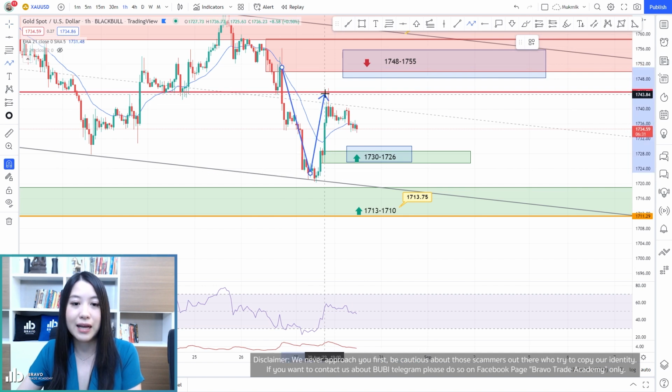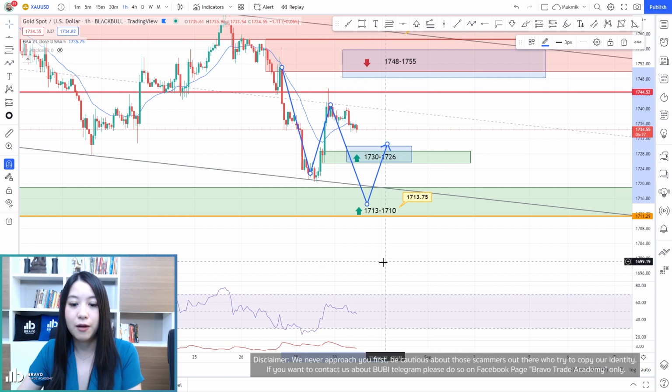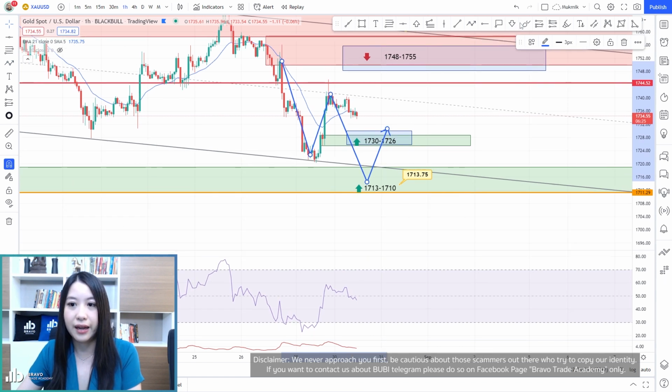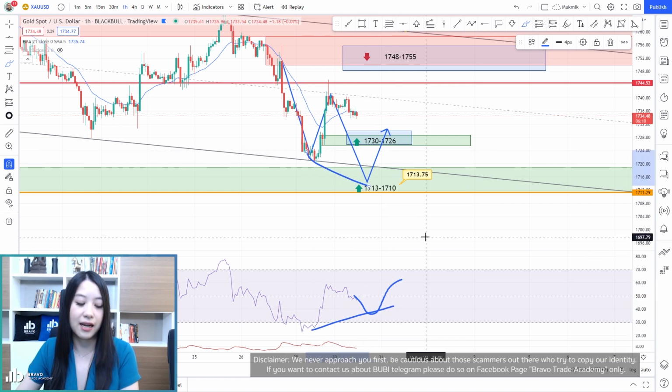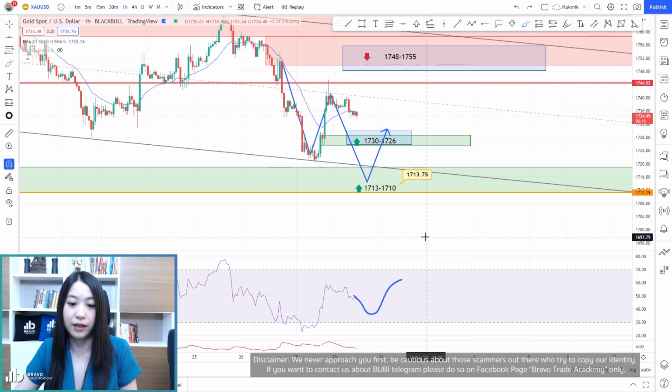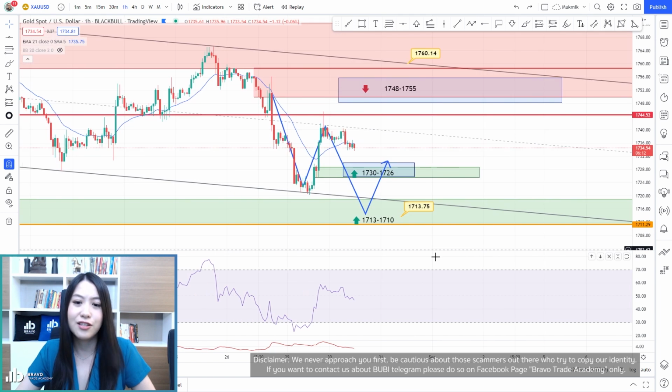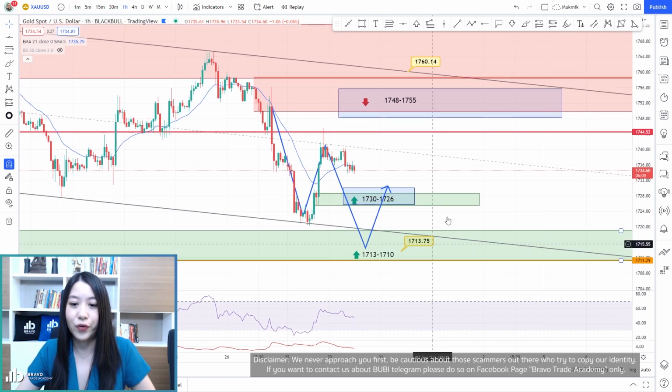How? If the price comes back down and makes a lower low, but for the RSI, it will need to make a higher low here. That's the classic divergence that we will be looking for to confirm this plan. That's just about it for today.